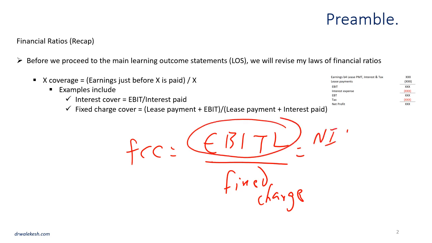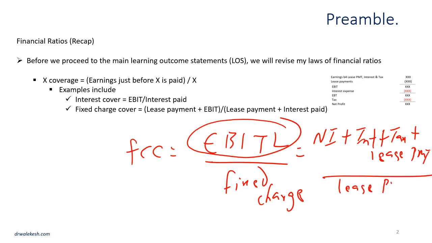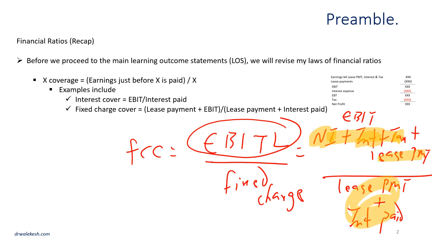That's our net income plus interest plus tax plus lease payments all over what? Our fixed charges. And our two fixed charges are lease payments plus interest paid. So this net income plus interest plus tax, we can collectively call it what? All of this we can call EBIT. So EBIT plus lease payment divided by our two fixed charges will give us fixed charge cover.